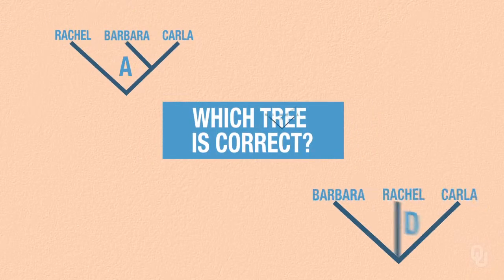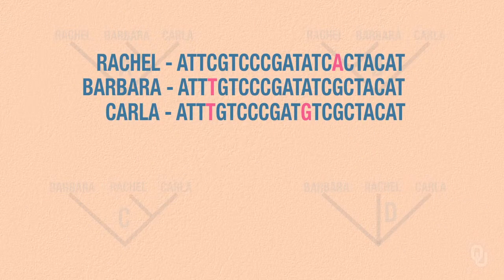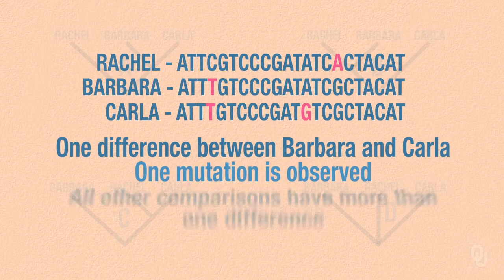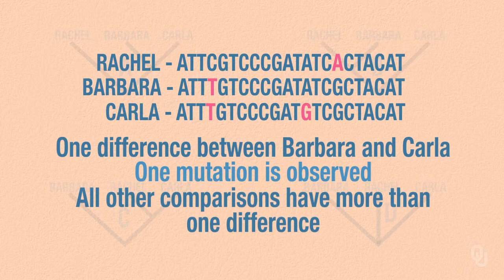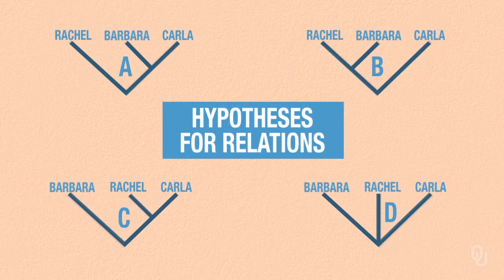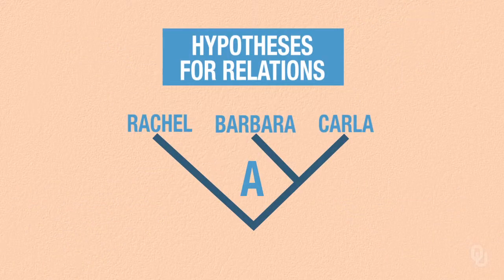Now that these alternative hypotheses have been proposed, which provides a better fit to the data? We can see that from our DNA sequencing, there's only been 1 difference between Barbara and Carla. That is, only 1 mutation is observed. All other comparisons have had a larger number of differences. Therefore, the best fit to the data would be a tree in which Barbara and Carla have a common ancestor prior to their common ancestor with Rachel. In other words, from the available data, tree A is the best tree.